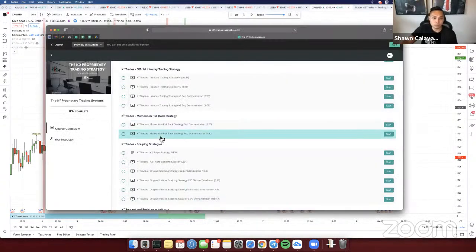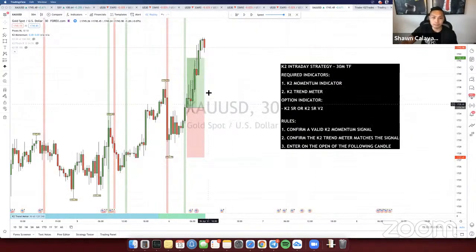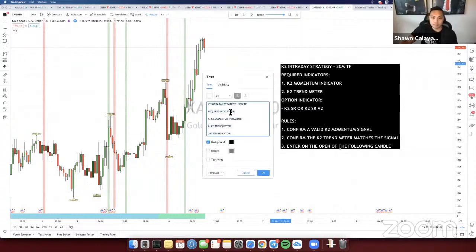The next one is going to be the K2 Momentum Pullback. For this strategy, it's slightly different. It's not very different, but it's just slightly different. So right here, it's going to be the same thing. So we'll do the K2 Momentum Pullback strategy on the 30-minute time frame. Same requirements. The only difference is that for the second rule, for the intraday strategy, you want it to match. For the momentum pullback, you want it not to match. Do the opposite.